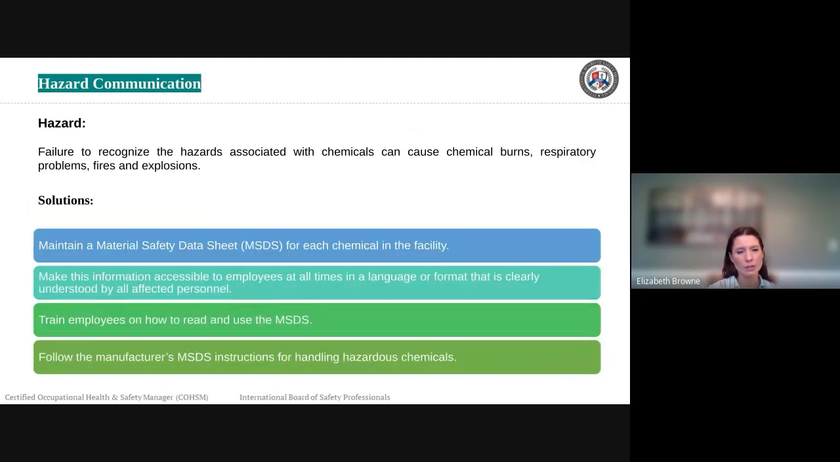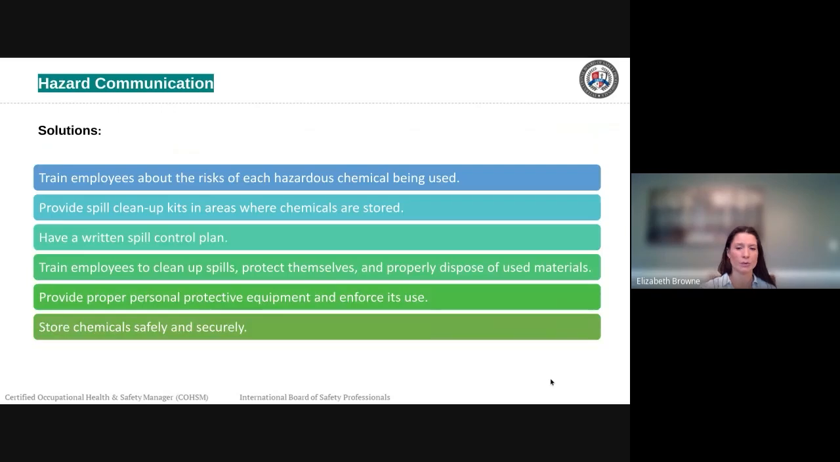Hazard communication is related to communicating hazards related to chemicals that employees may use. Failure to do so can cause chemical burns, respiratory problems, fires, and explosions. So hazard controls would include maintaining safety data sheets for each chemical in the facility, making sure this information is accessible to employees at all times in a language and format that's clearly understood by all affected personnel, training employees on how to read and use the safety data sheets, and always following the manufacturer's safety data sheet instructions for handling the hazardous chemicals, storing them, and making sure you have all the hazard controls in place that are recommended by the chemical manufacturer.